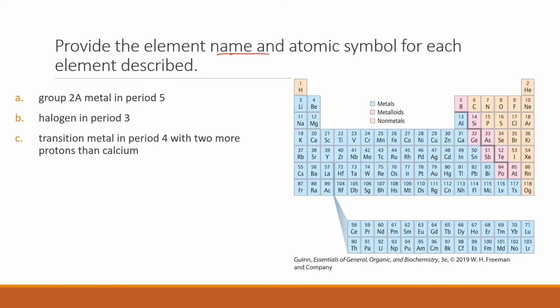Provide the element name and atomic symbol for each element described. So A, group 2A metal in period 5. So this is 2A group, and we need to look at period 5. That's period 1, period 2, period 3, period 4, and period 5. So period 5 and group 2A, the metal is Sr, and Sr, the name of this metal is strontium.